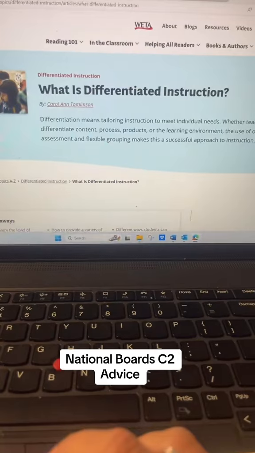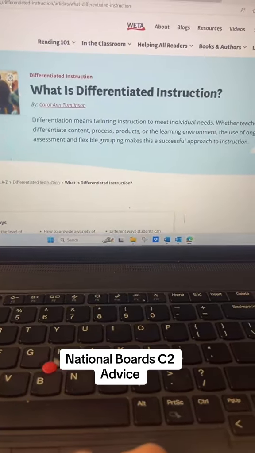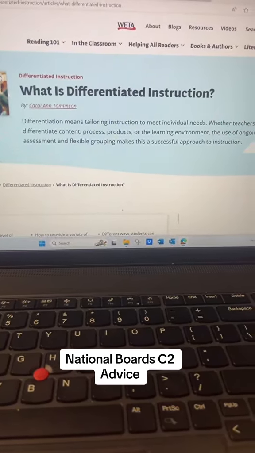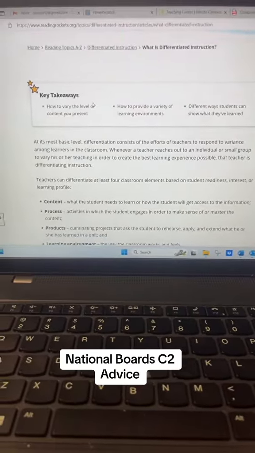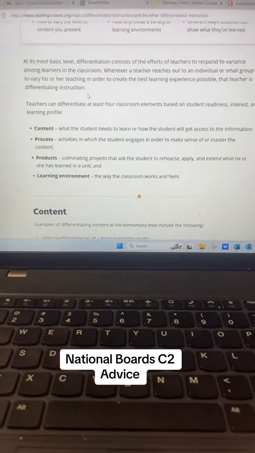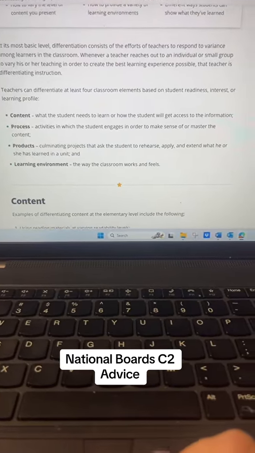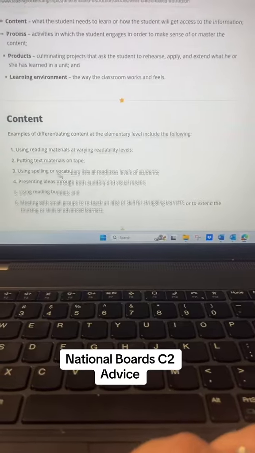This is an article from Reading Rockets by Carol Ann Tomlinson, who's pretty much the goddess of differentiation. The article is entitled, "What Is Differentiated Instruction?" I like it because it breaks it down in such simple terms. It talks about how you can differentiate through content, process, product, or learning environment, just like I was telling you. And then it gives examples of what that might look like in a classroom.